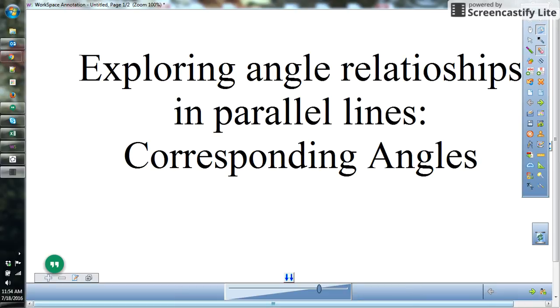Okay, today we are going to be talking about corresponding angles. Corresponding angles is one of the angle relationships that you have when you have a pair of parallel lines cut by a transversal. So let me show you.